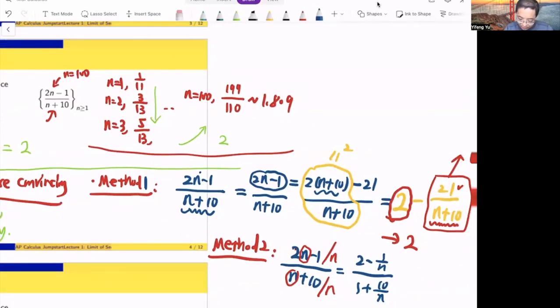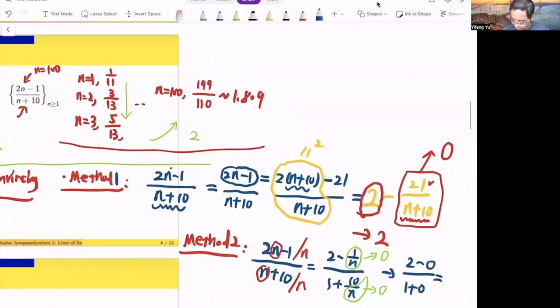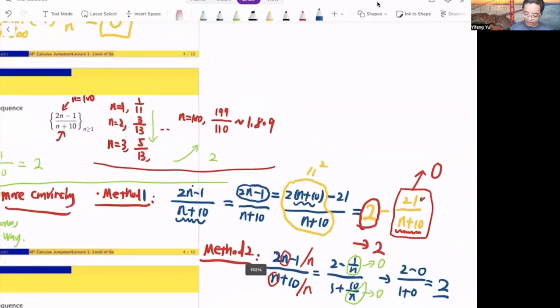Why is this better than the original form? Now look at this term, 1 over n. This is the harmonic sequence, and we know when n gets large, it is very, very close to zero. And this is similar, it's just 10 times the harmonic sequence. It's the same thing: 10 is fixed, but n gets very, very large, so this also goes to zero. So we expect the whole thing to go to 2 minus 0 over 1 plus 0, which is exactly 2.